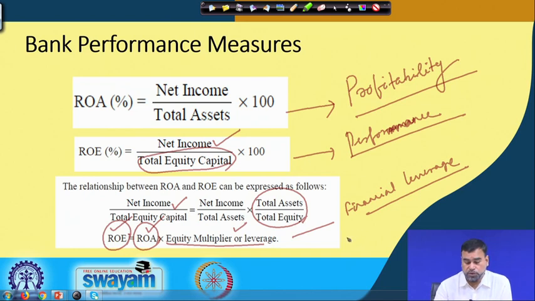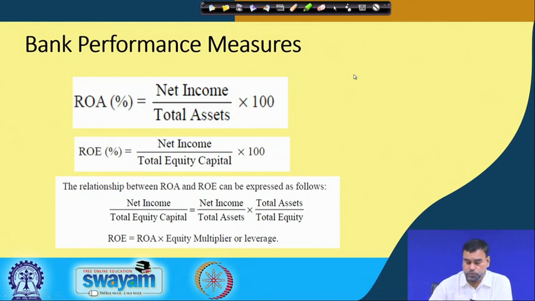Then what is the leverage? Leverage basically shows the financial risk. Already in the beginning of the sessions we discussed that. The leverage measures the financial risk of the particular organization. So, the equity multiplier or the leverage multiplied by ROA can give you the ROE. So, that is the relationship between ROA and ROE in the particular system.